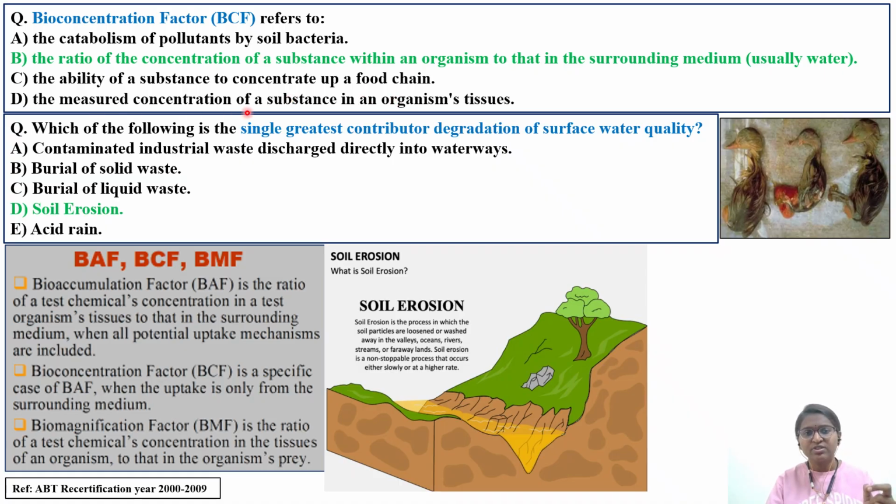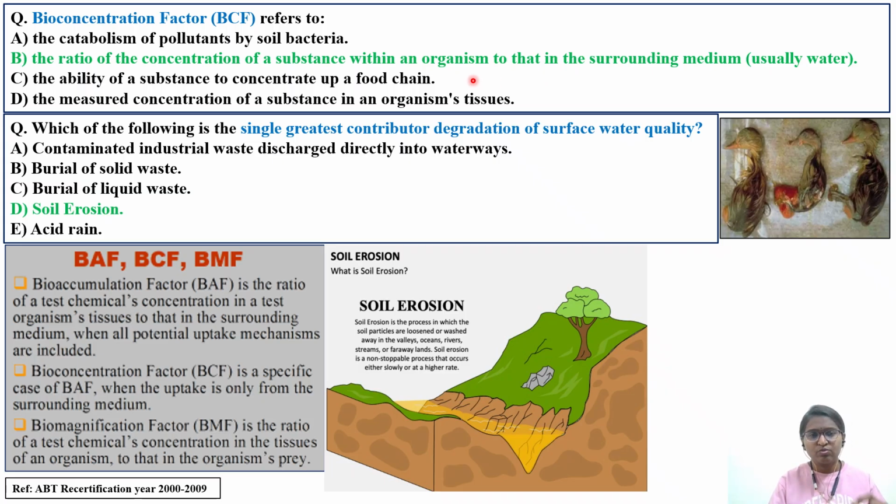The measured concentration of a substance in an organism tissue. Actually, the measured concentration is absorption, not this one. So the right answer is the ratio of the concentration of the substance within an organism to that in the surrounding medium. The surrounding medium might be soil also, usually, but here it is water, particularly with respect to fish or aquatic organisms like that.